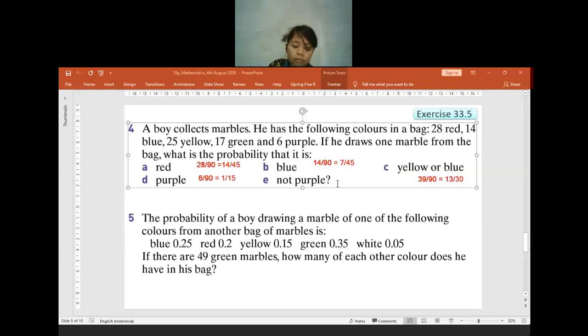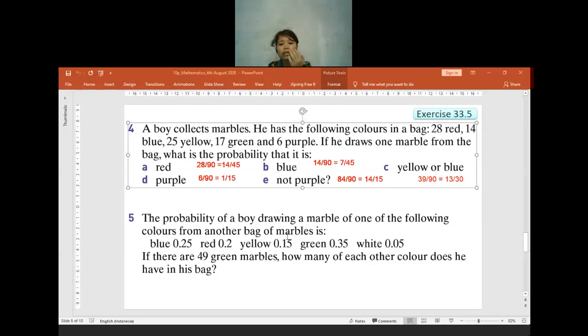84. 84 out of 90. Can we simplify this? 14 out of 15. Okay, 14 out of 15. Is there anyone who gets confused at question 4? Is there anyone? No? Okay. If no one gets confused, I will move to question 5.